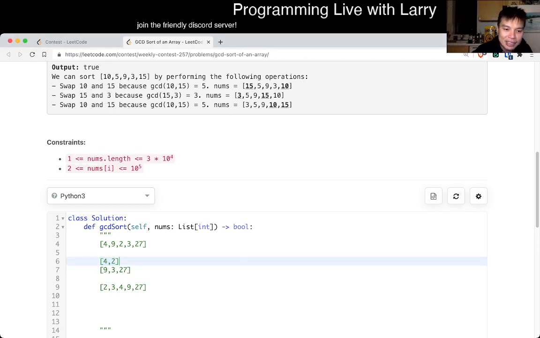Yeah, the 9, can you get to the 3? The answer is yes. Okay, that's good. The 2, can you get to the 4? Yes, because they're in the same group. Same for 3 and 27, right? So then the answer is true for this one.